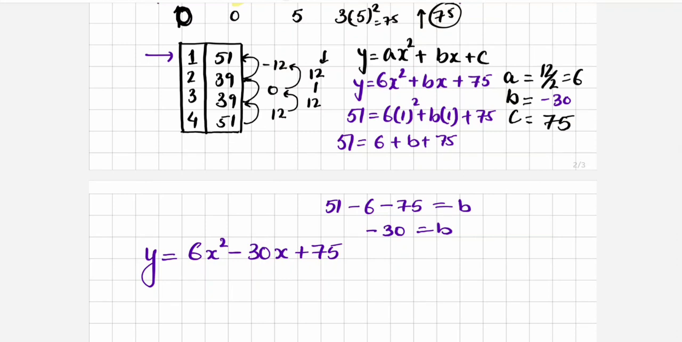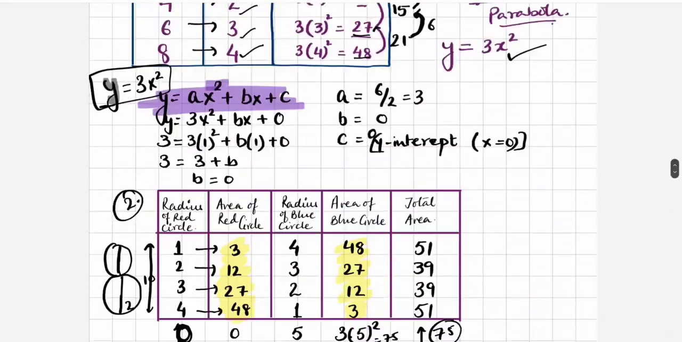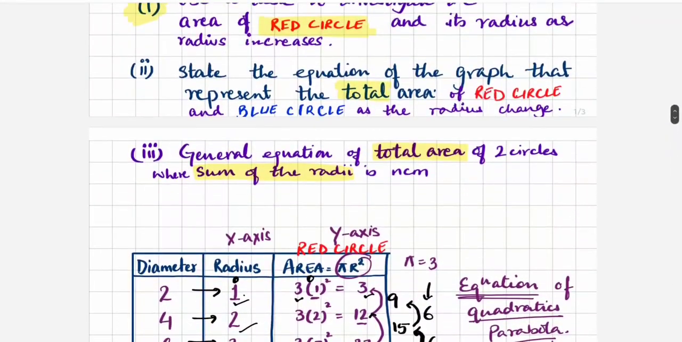Whatever we want to do with the equation we can do, but for now I'm going to just stop there. We can do factorizing or other bits in a different video, because that's not a part of this question right now. Now the third bit is, let's read the third part. The general equation of the total area of two circles where the sum of the radii is n centimeters. So now we have to find the sum of the radii as well, right?